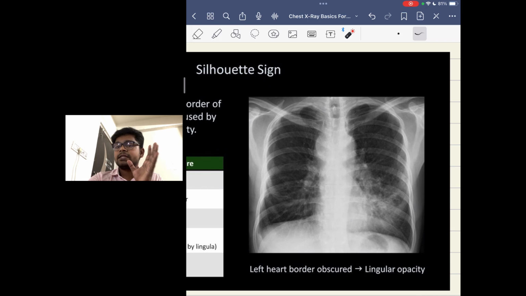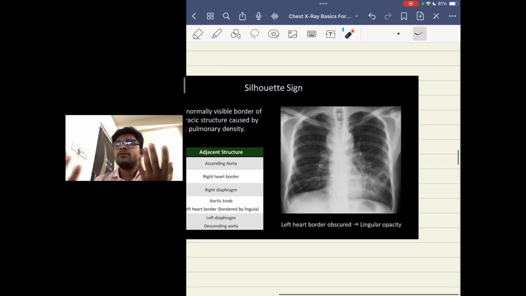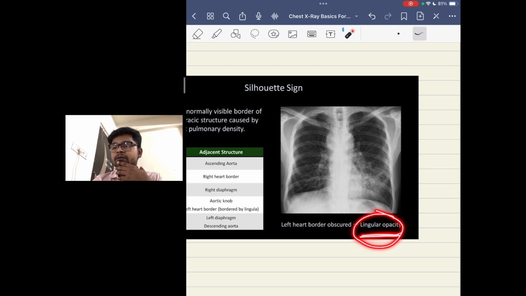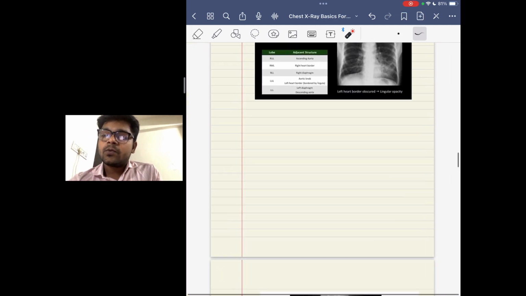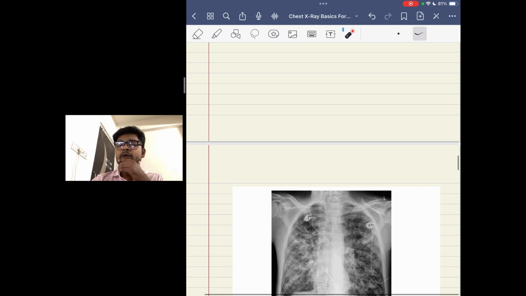Now this X-ray qualifies to be a lingular opacity because the left heart border is not clearly seen. You can specify that. If you say it is a left upper lobe opacity, then also you are right, but to be specific, lingula, because here lies the lingula, right? So now we have studied almost everything about lobar pneumonia.